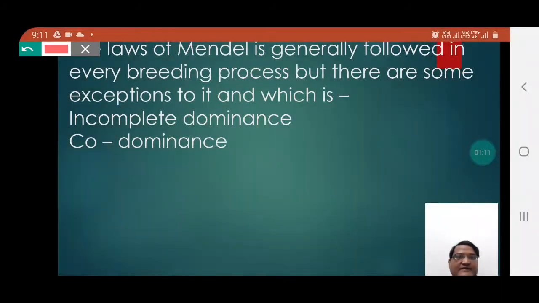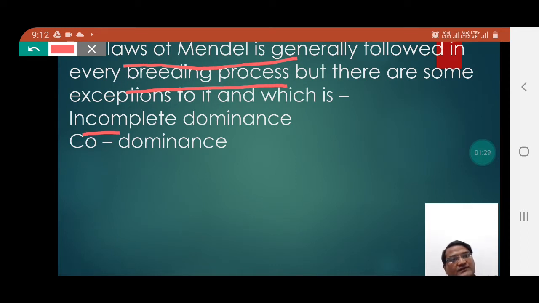So, students, we can say the laws of Mendel are generally applicable in every breeding process, that means in every reproductive process. But there are some processes like incomplete dominance and codominance which do not follow these laws of Mendel.